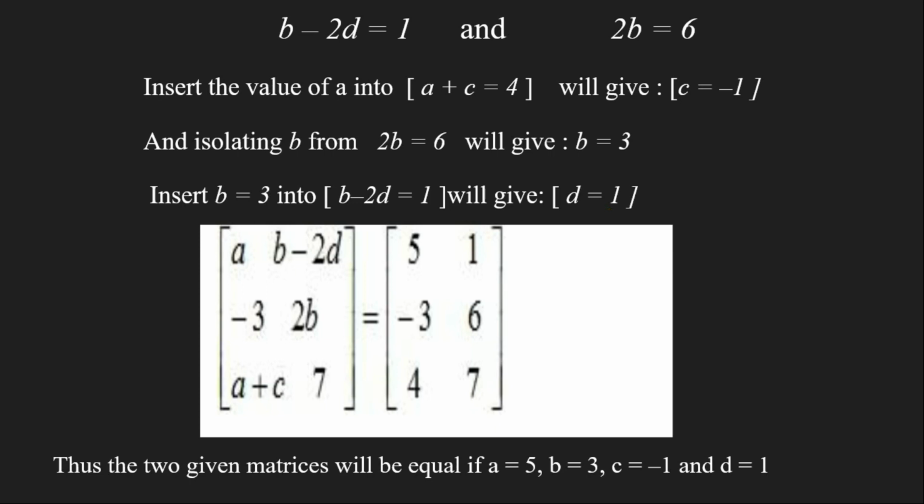So guys, now we should recap regarding the equality of matrices. What you have to do: first of all, see whether the order of the matrices is the same or not. After that, you have to see that corresponding elements should be the same. Just compare the corresponding elements as we did in this given equation. Compare A with 5, compare B minus 2D with the corresponding element, which should be 1, compare 2B with 6 and compare A plus C with 4. Just compare, and after that it's the mathematical part. You all know about that.